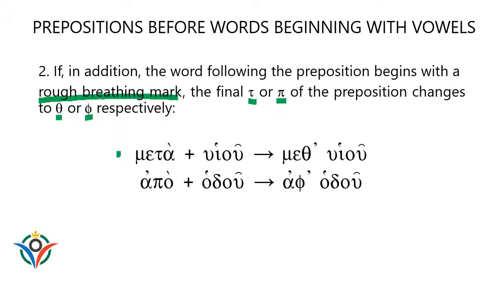As you can see, the tau of the meta has now changed to the theta. And then in the second example, the pi in hupo, which is a preposition, has changed to the phi. And that's because the noun has begun with a rough breathing mark. So be aware of those two variations when prepositions are found before words that begin with vowels.